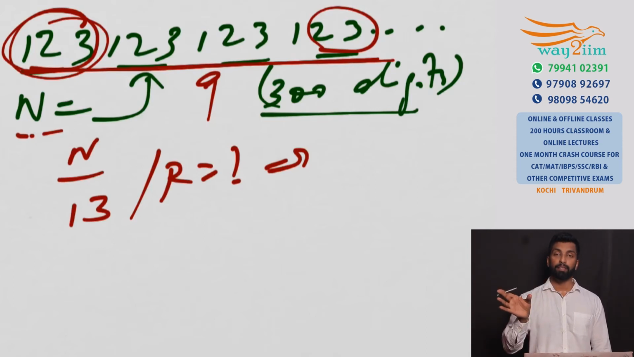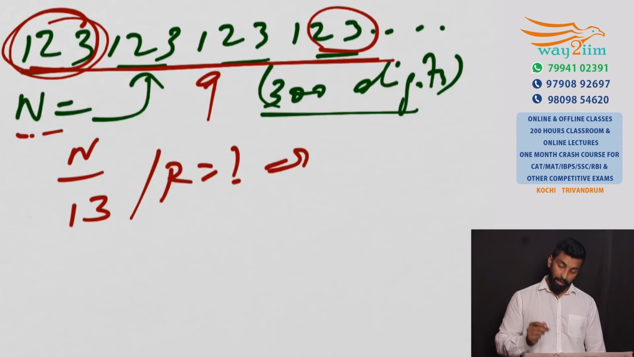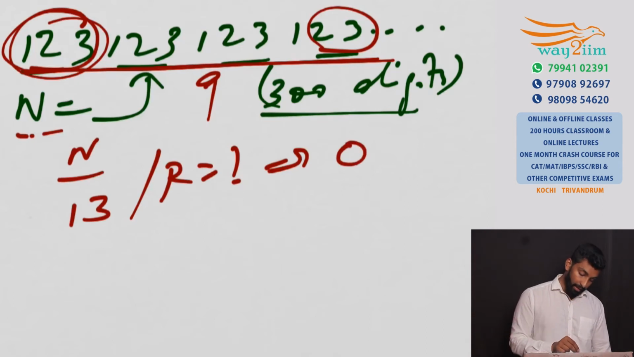You'll get 50 plus groups and 50 minus groups, so it will be cancelled out, right? So here also you'll get remainder 0.